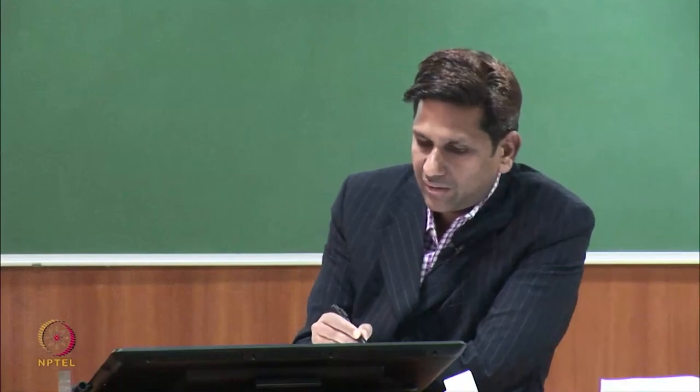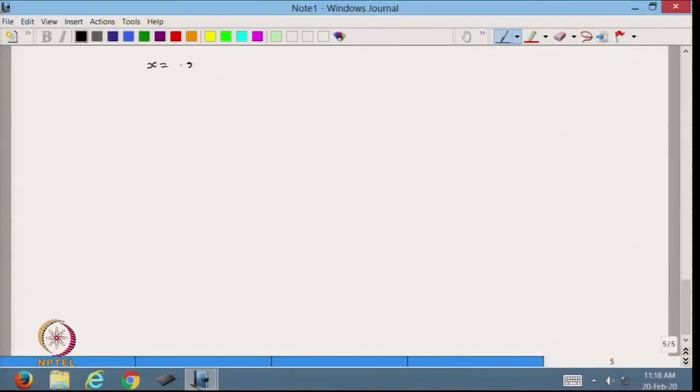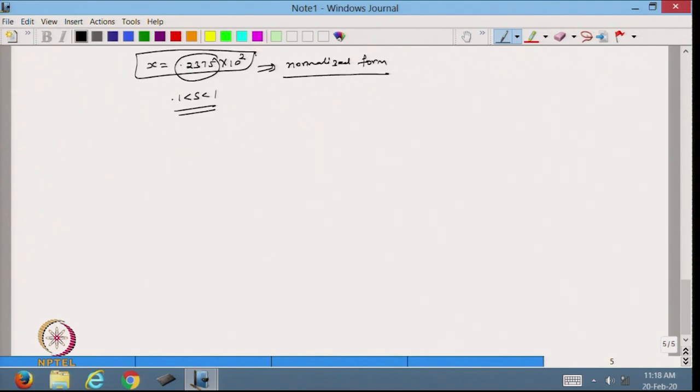Now, the same number I can write as x equal to 0.2375 into 10 raised to power 2. In this case my S is 0.2375, so that is the normalized form. In the normalized form we put all the non-zero digits on the right of the decimal and raise the power as needed. So that is the normalized form of the value x.